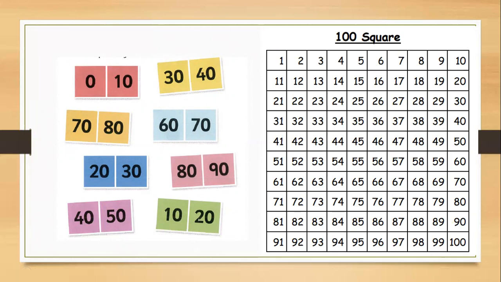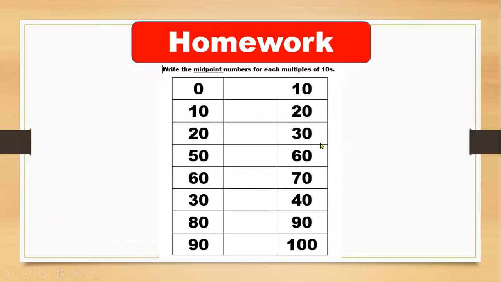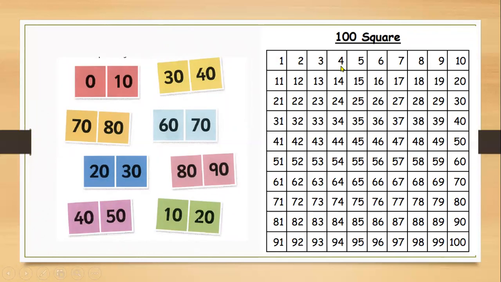In this way you can learn the 5 times table easily, like 5, 10, 15, 20, 25, 30, and so on. This is your exercise. We will talk about more in our next lessons. This is our basic thing, how to find a midpoint.